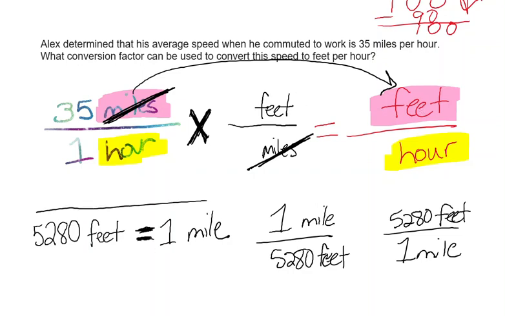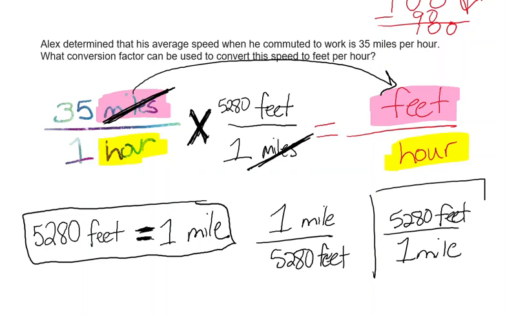Now we take what we started off with. We know 5,280 feet is equal to 1 mile. So we put the number 5,280 with feet and the number 1 with miles. So this is the conversion factor that we would use that would allow miles to cancel and my answer be in terms of feet. If we were to continue this problem, we would do the multiplication with the fractions now. 35 times 5,280 would give me the number of feet, and 1 times 1 is 1. So I would just need to multiply 35 times 5,280 to get the number of feet per hour.